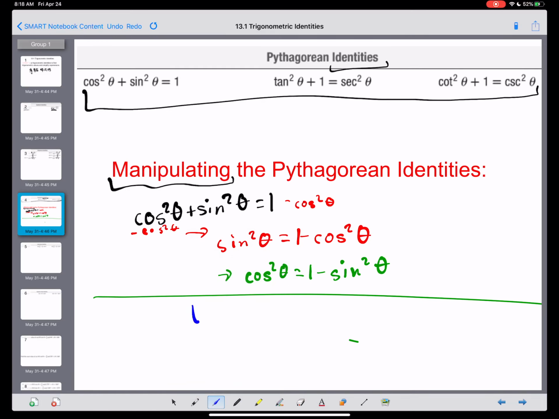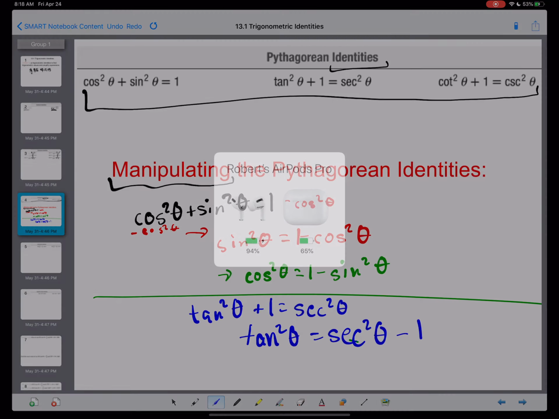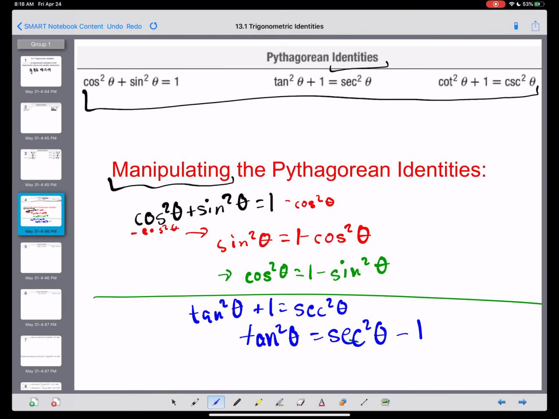Okay, and the rest is true for every other one as well. If I have tangent squared theta plus 1 is equal to secant squared theta, you can move the 1 if you want. This becomes tangent squared theta is equal to secant squared theta minus 1, right? Just for example, that's the idea of moving things around like that. The idea that you can manipulate and move things around is just as important as memorizing these top 3. Okay.